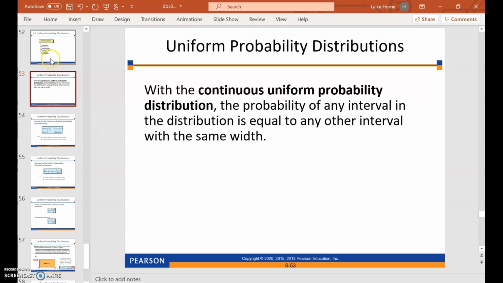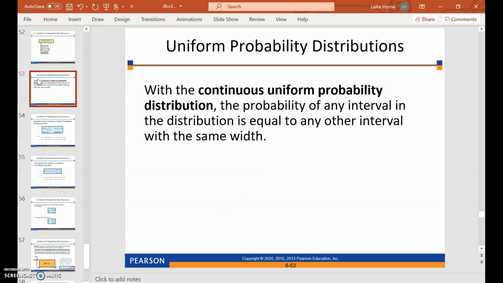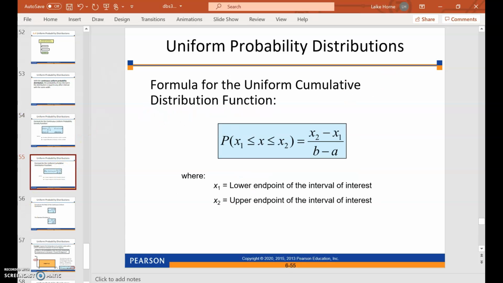The last continuous probability distribution we're going to discuss in this chapter is uniform. With continuous uniform probability distribution, the probability of any interval in the distribution is equal to any other interval with the same width. So here is the formula for the density function. We're going to actually be looking at the formula if we want to find the probability of a value.